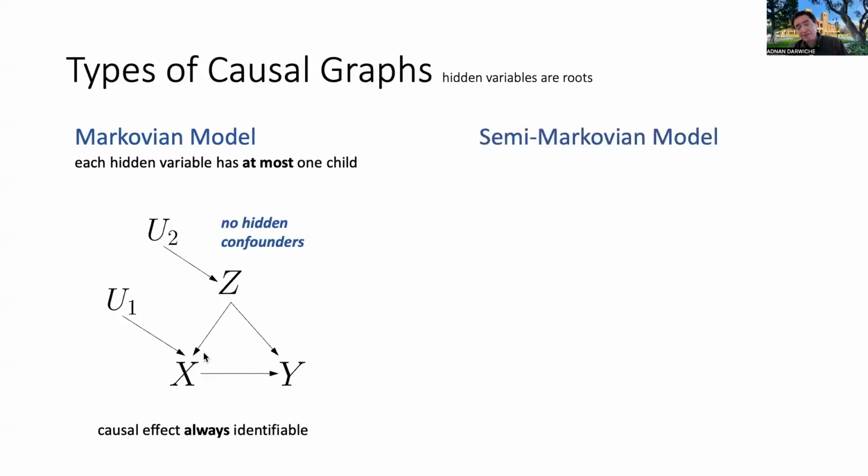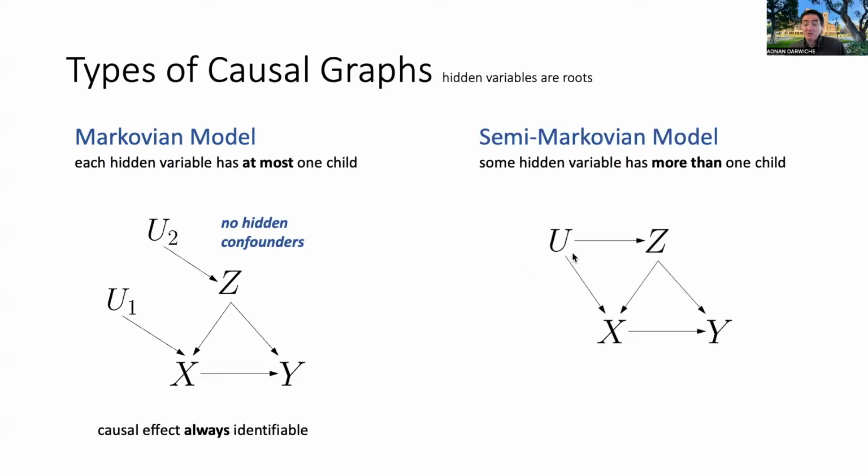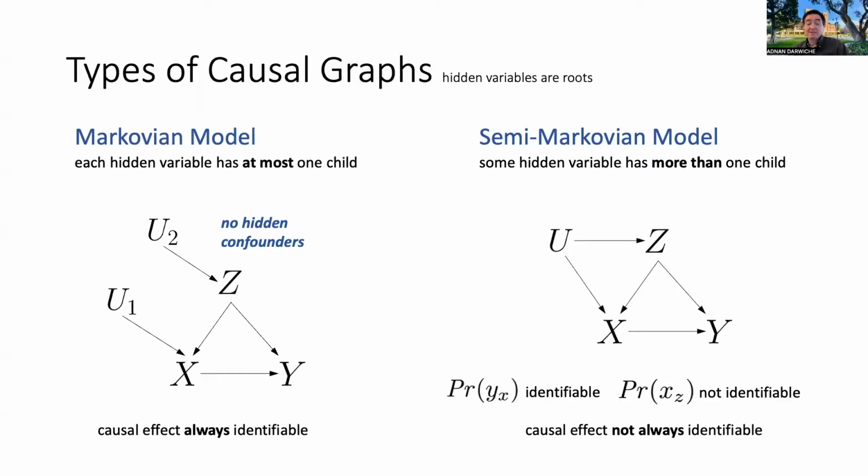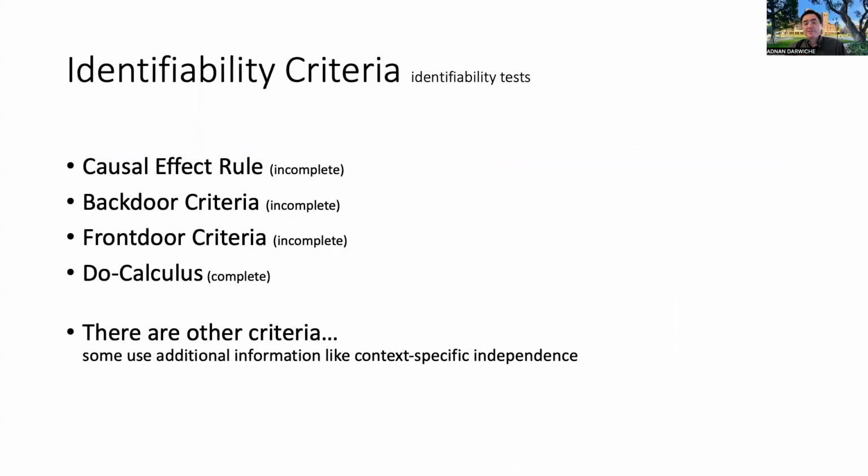The contrary of this is what people call semi-Markovian model. This is when some hidden variables may have more than one child. Here's an example. This is a root, it's hidden, but it has two children. In this kind of model, identifiability depends on the query. And in fact, for this particular guy, this is identifiable, this is not identifiable. All right? So Markovian model, always identifiable. Semi-Markovian depends. And what we're going to be looking at later is ways to tell this from that. So you need to remember Markovian and semi-Markovian.